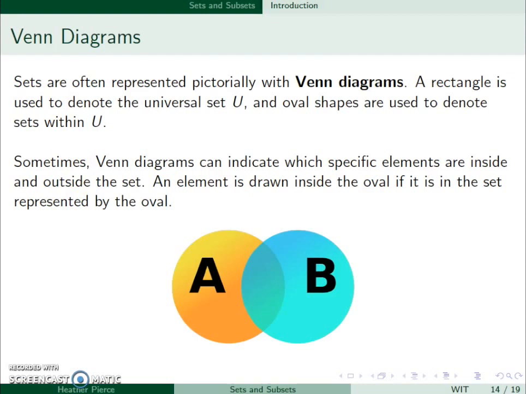So here's a picture. Any elements in this orange part would be in A. Any elements in the blue part would be in B. Any elements in this overlapping area would be in both A and B. And anything outside these two circles would be in the universal set, but not in either one of the sets.